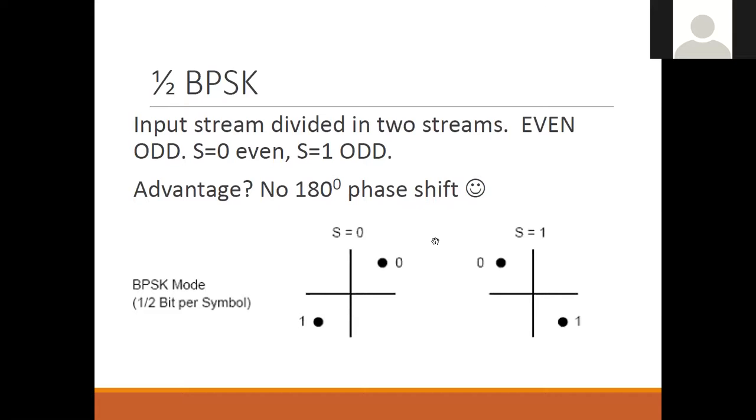So there you can send two streams. When S is equal to zero, you send this 0101, and when S is equal to 1, you can send this and this. So basically, you are shifting between these two constellations or these two constellations. So that is half the frequency, but it is the most reliable.